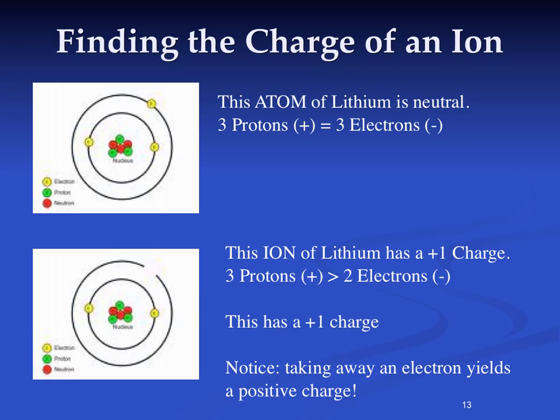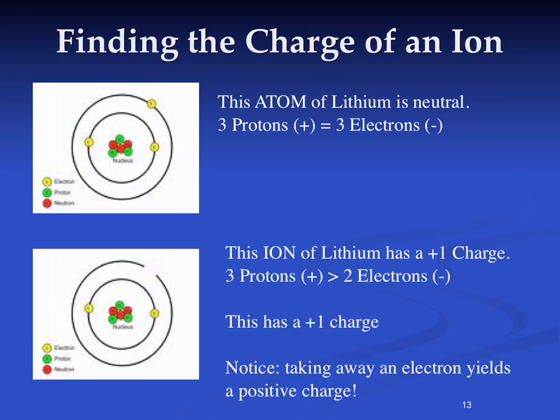So let's look at how we find the charge of an ion. Above is shown a lithium atom. It's electrically neutral. It has 3 protons and 3 electrons. On the bottom, we see a lithium ion. This ion has had one of its electrons taken away. We lost a negative charge, so what it's left with is 3 protons that are positive, but only 2 electrons that are negative. The positives are greater than the negatives by 1. So this has a +1 charge.